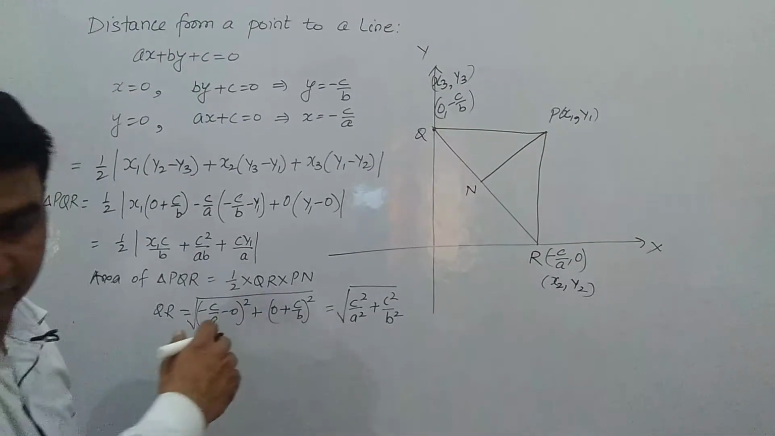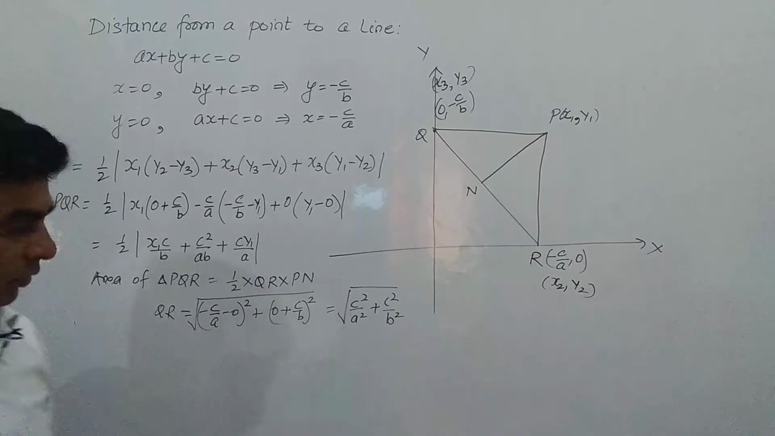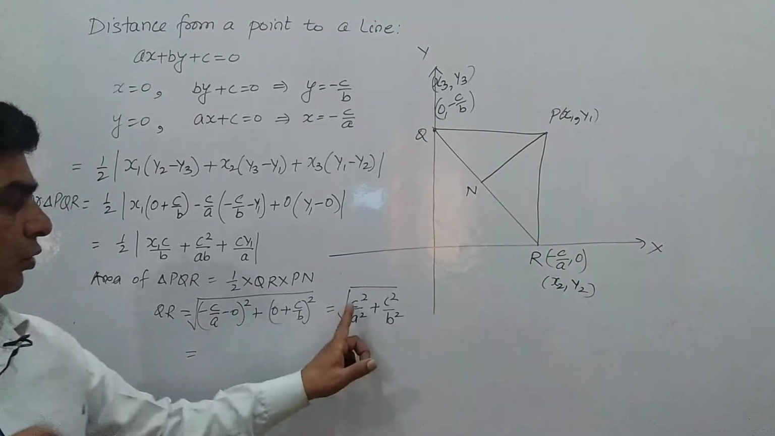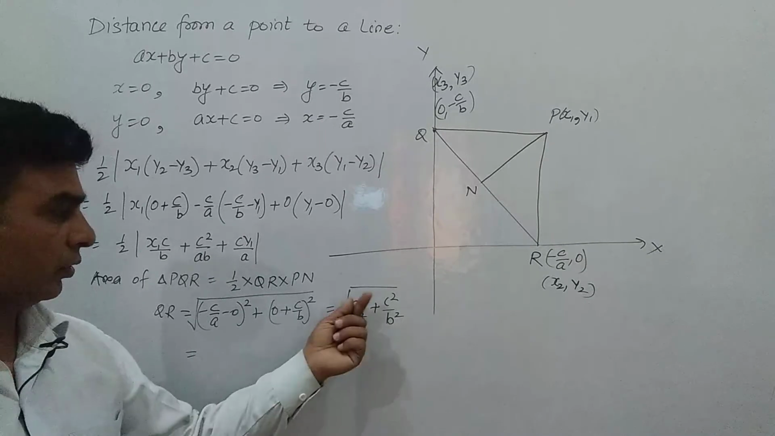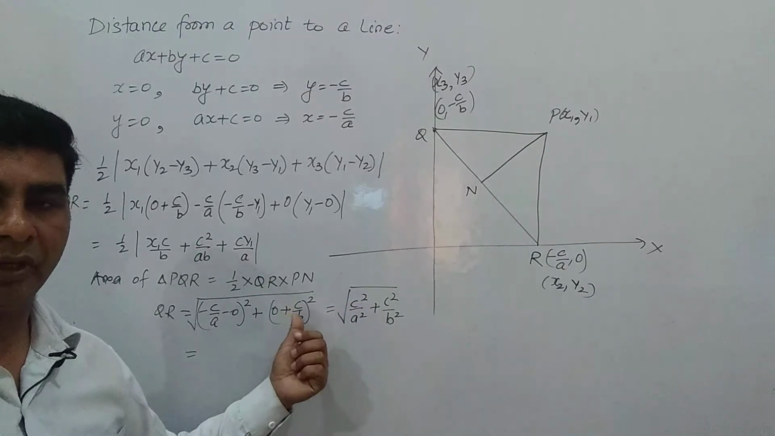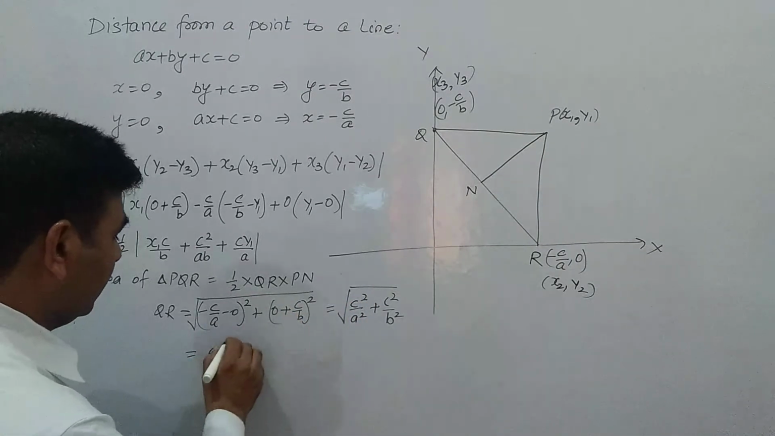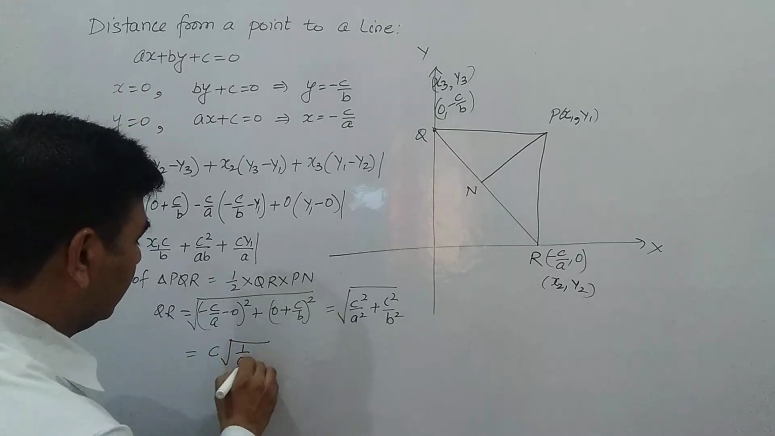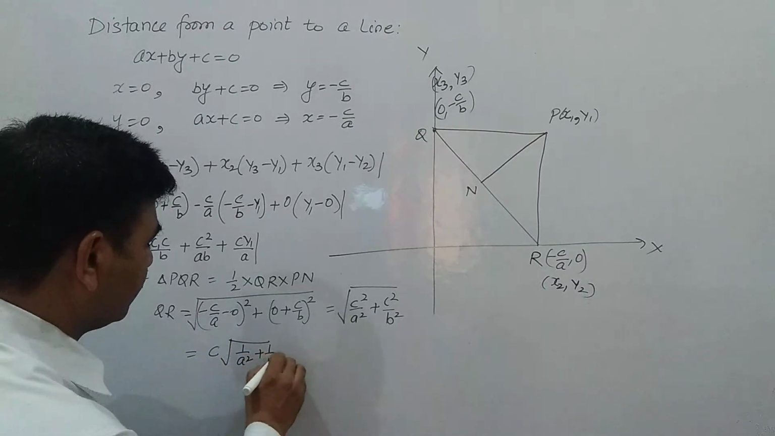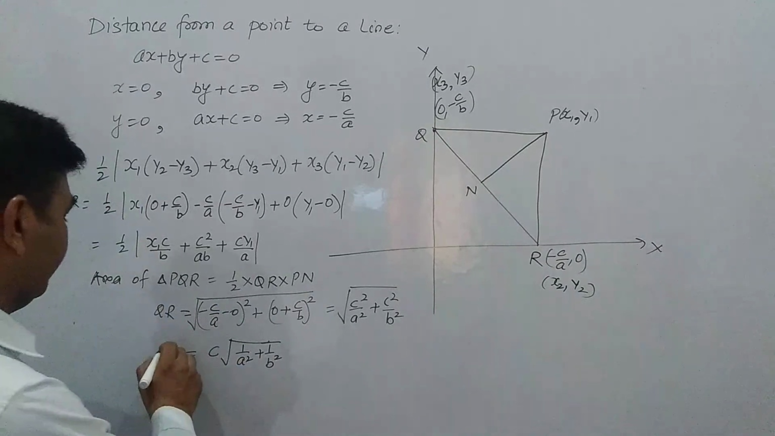And further, c square is common in the numerator, so this will come out of the square root and will be c times the square root of 1 upon a square plus 1 upon b square. So this is the value of QR.